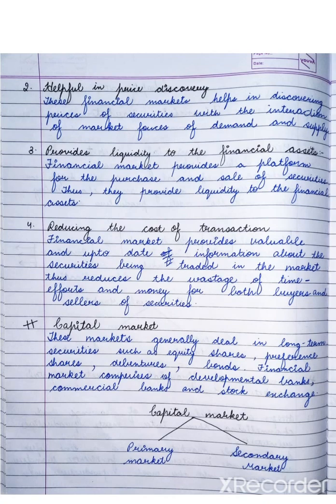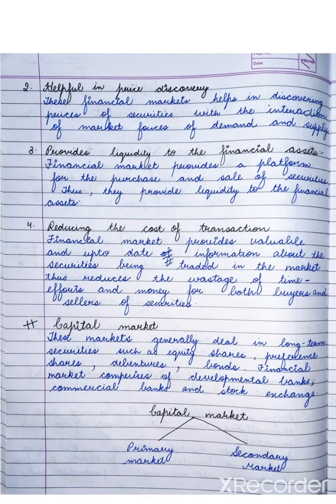Third one, provides liquidity to the financial assets. Had it been that financial markets are not there, then the shares and debentures could not be sold or purchased. So this provides liquidity to the financial assets. Financial assets are liquid, it is all because of the financial market.